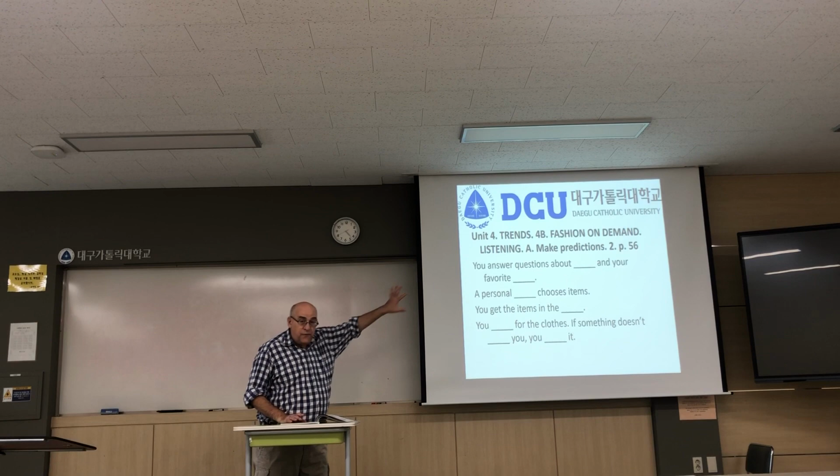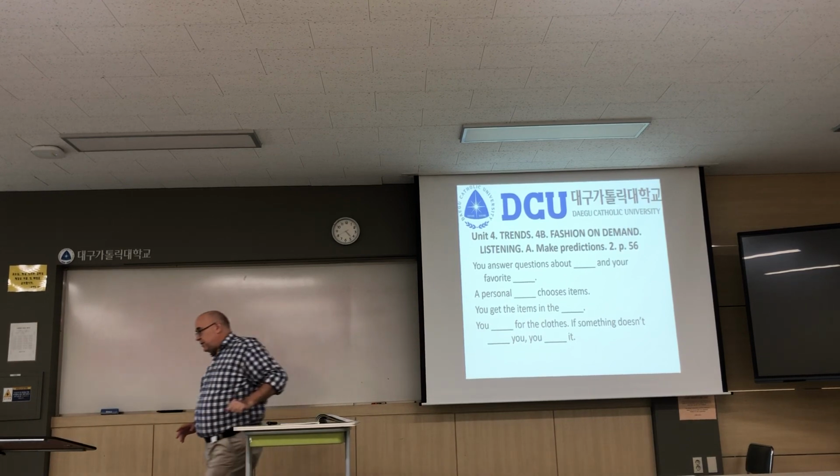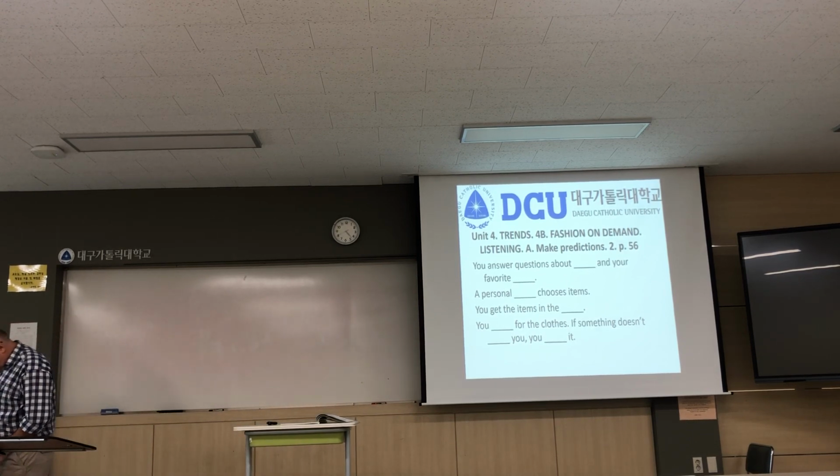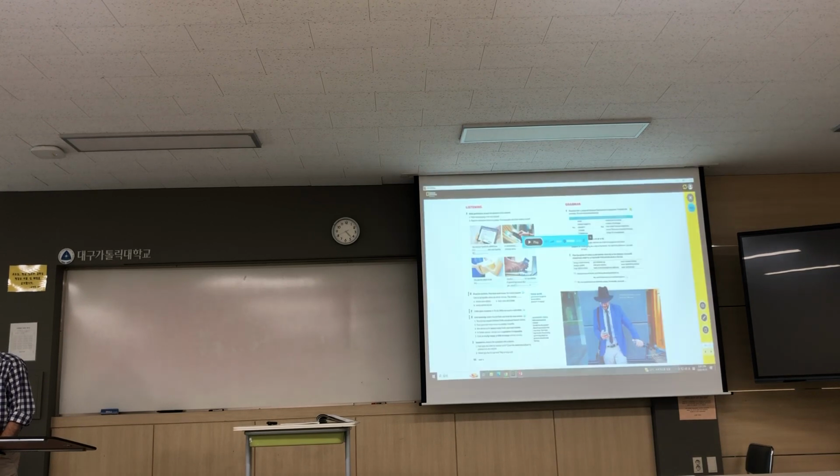All right, so you're filling in the blanks for that. I'll play it one more time, but remember part B, A, B, or C, and then part D, 1, 2, 3, 4, 5, circle the correct thing.